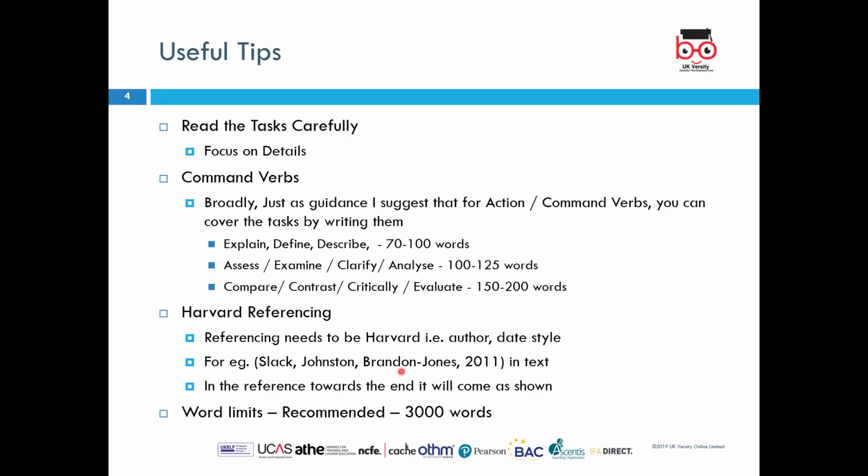Read the task carefully, read it twice or thrice if you need to, and focus on the details. There are command verbs that tell you what is to be done while writing. If the command verb says to explain, define, or describe, 70 to 100 words are enough. When they ask you to assess, examine, clarify, or analyze, write 100 to 125 words. When they ask you to compare, contrast, critically evaluate, write 150 to 200 words.